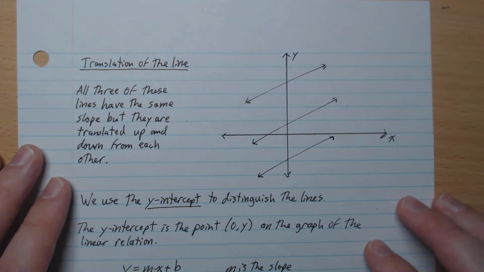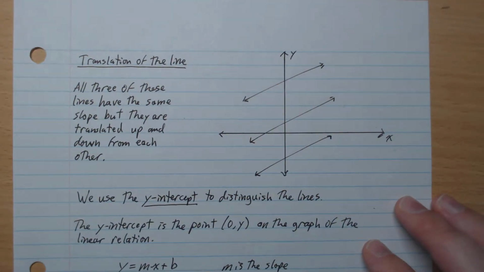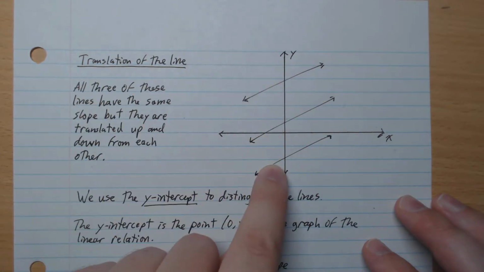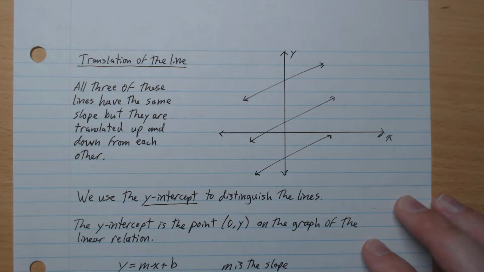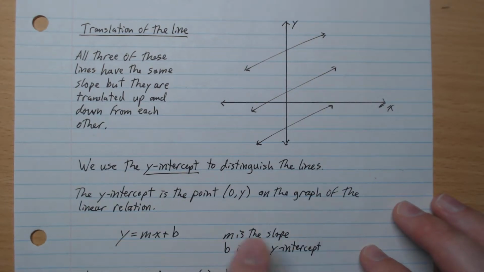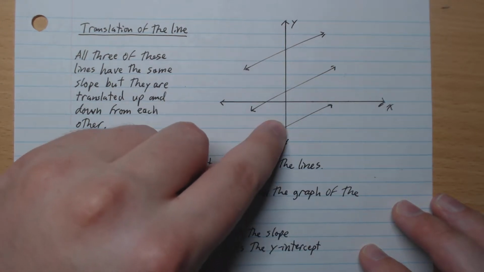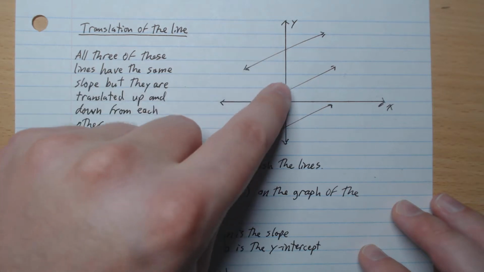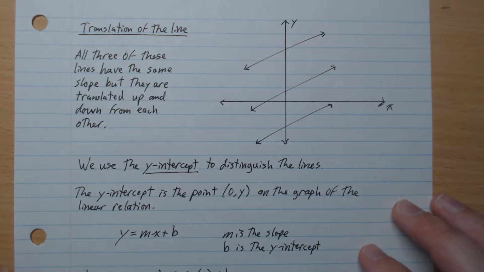Okay, translation of the line. We looked at how steep it is. Now we're going to look at translation. All three of these lines have the same slope, but they are translated up and down from each other. So we use the y-intercept to distinguish the lines. The y-intercept is the point (0, y) on the graph of the linear relation. So that's this point here, and this point here. These are what's called the y-intercepts.